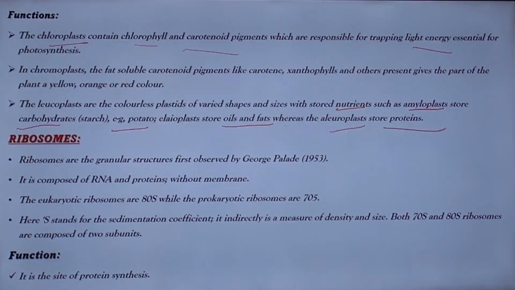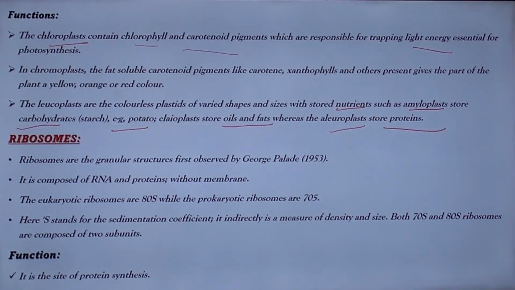And then ribosomes. Ribosomes mean what? Synthesis of protein. Ribosomes are granular structures first observed by George Palade in 1953. So in 1953, George Palade observed the ribosome in this structure. It is composed of RNA molecules. Without a membrane, it is composed of RNA and protein.